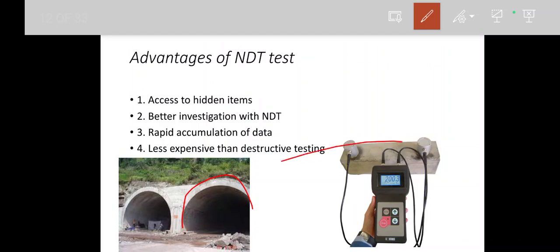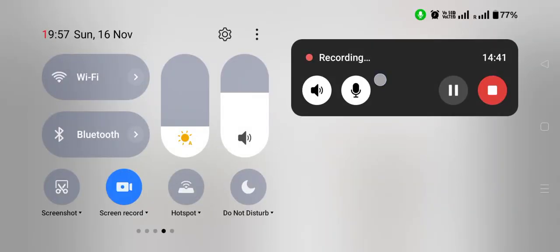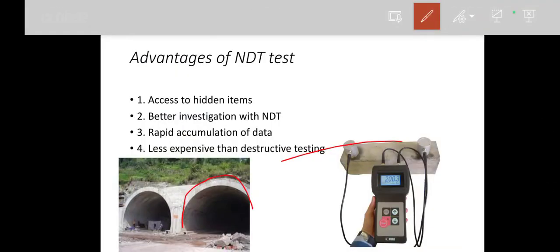Okay, regarding the disadvantages, the main disadvantages, we will see in the next class.